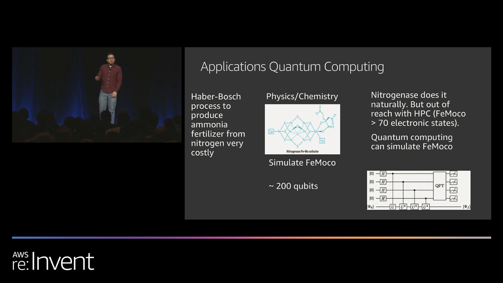But then, because of this problem that I mentioned before, this is out of reach for HPC, for high-performance computing. So there are methods people try, but the accuracy is not good enough, right? And the insights that we would like to learn from this are not out there yet. With a quantum computer, we could do that. We could simulate this molecule, understand it better and capitalize from it.